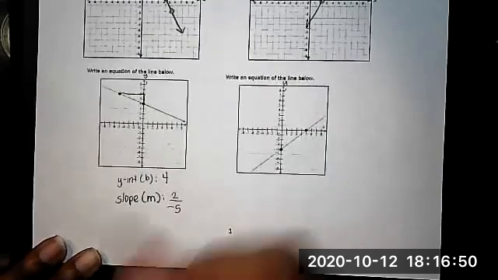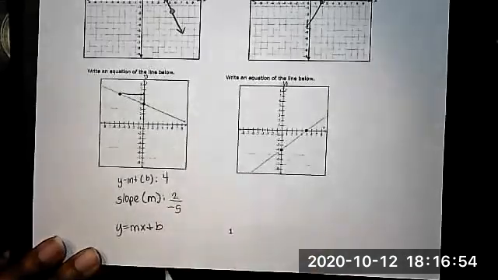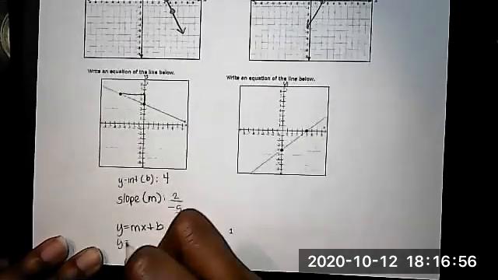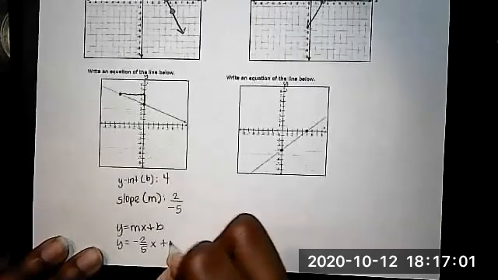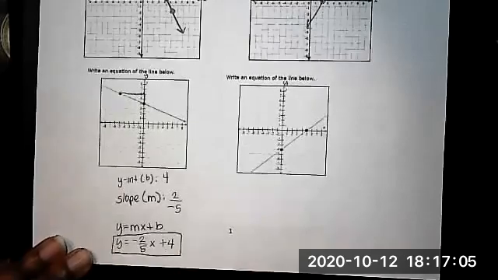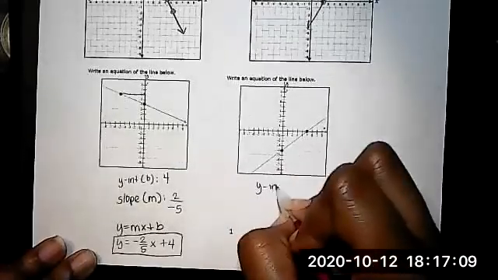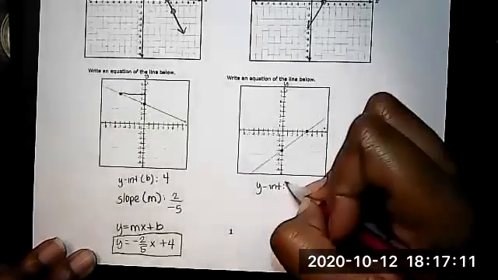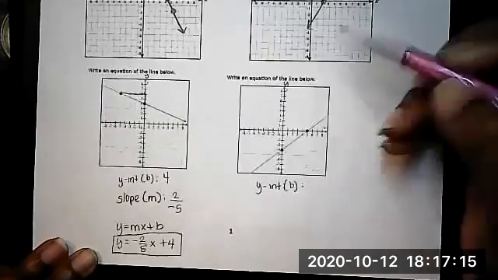Okay? So y equals mx plus b is my equation. Y equals negative 2 over 5x plus 4. That's my equation of the line. Okay? Same thing here. Y-intercept first, and that represents my b. And I can just see that as negative 4.